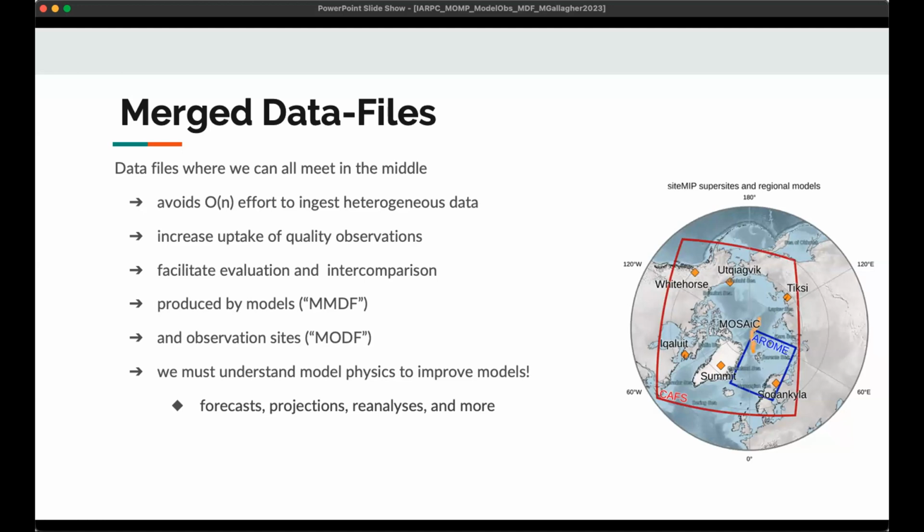So merged data files were created to do some very specific things. It's to avoid effort on modelers' part to ingest all of the heterogeneous data from various sites so that they can improve their models and use the same processes to evaluate them at all of the Arctic supersites. And that would therefore increase the uptake of the quality observations that we're all working so hard on. And then this would facilitate evaluation and intercomparison. So not only would the uptake of the observational data be done, but if the modelers are using the same data format, we can then facilitate these massive intercomparisons of the supersites. And we'll be doing that in order to improve the model physics for forecasts, projections, and reanalyses and so on. If you could put the next slide.